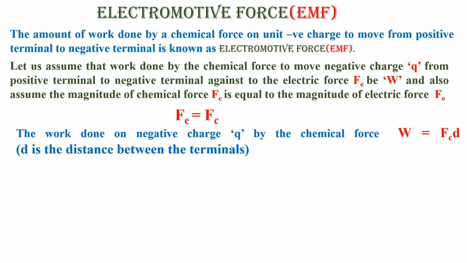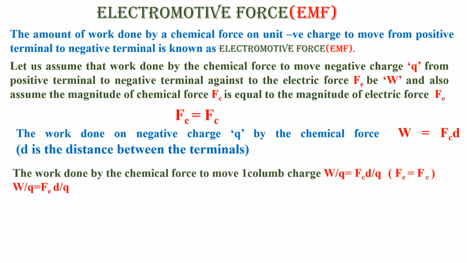Now the work done on the negative charge Q by the chemical force is W, that is equal to Fc d. W is equal to Fc d. Here, what is d? d is the distance between the positive terminal and the negative terminal. The work done on the negative charge Q by chemical force is W, and W is equal to Fc d, where d is the distance between the terminals.